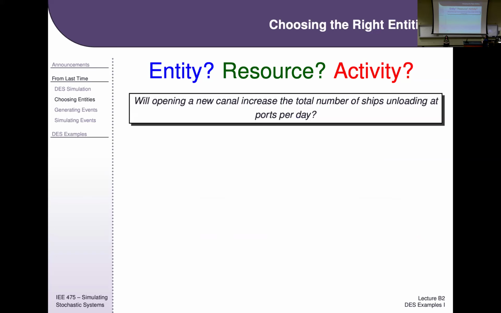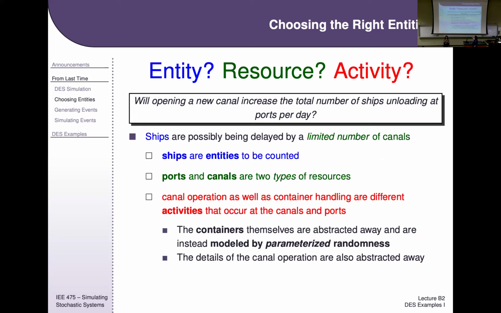Okay. Last one here. So when opening a new canal, will opening a new canal increase the number of total ships unloading at ports per day? So now this is a bigger question. And so we're talking about that ships are being limited, they're being delayed. And the hypothesis here is that part of the reason why it's taking so long to get a ship from source or from origin to destination is because there aren't enough routes available, or rather that there is a canal that is being backed up, traffic is being backed up at. And so you would like to build a simulation to see if this bottleneck is really the key limiting bottleneck.